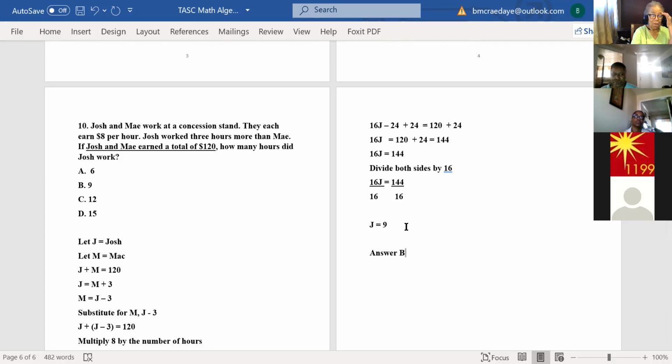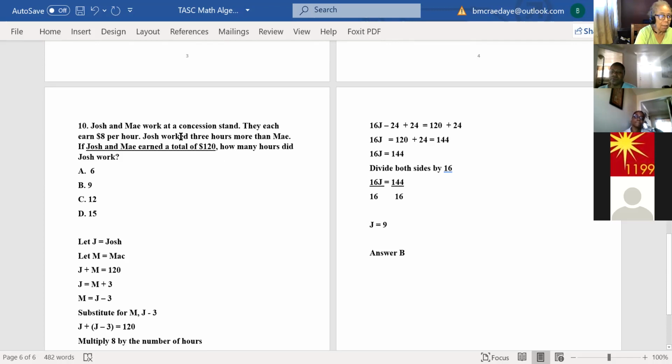Okay. Now here you had a combination of things. You were given how much they make per hour, and you were given how much money. But remember, to get the money, you have to multiply the hours times the amount per hour. So if you work 5 hours and you got $8 per hour, you get 5 times 8, or $40. So this 120 represents the amount of money they made when you multiply their number of hours times their amount per hour. But we weren't given the hours they work.